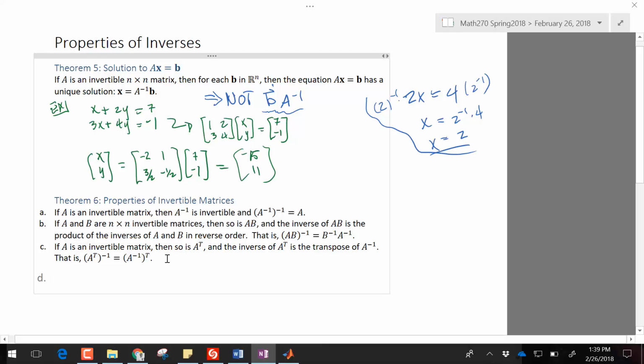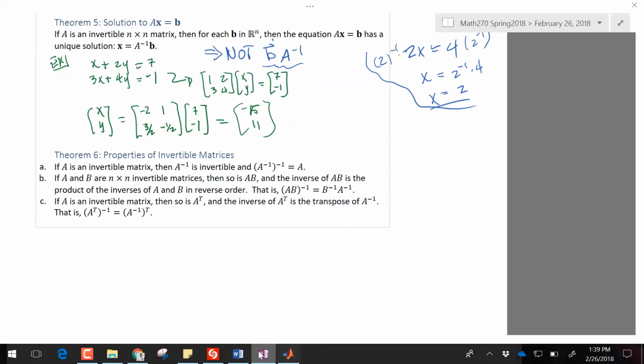And so that last one puts those two operations together. If you have a transpose and you want the inverse of that, you can take the inverse of the original matrix and then take the transpose of that. Interesting. Any questions?